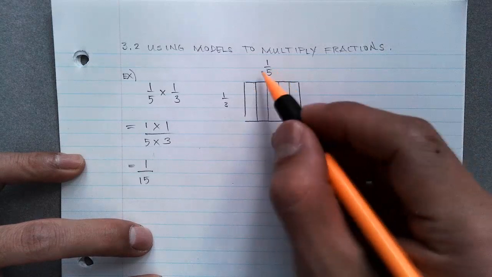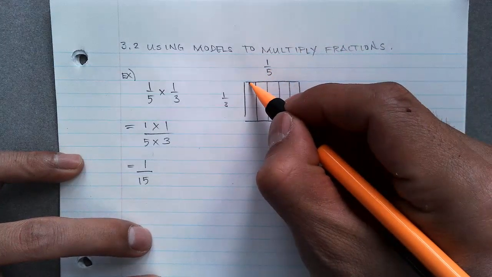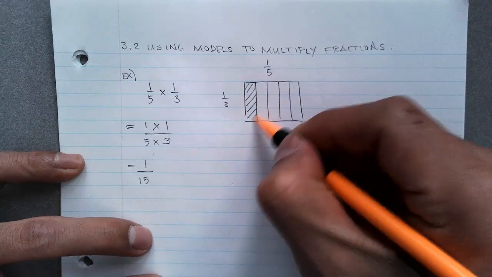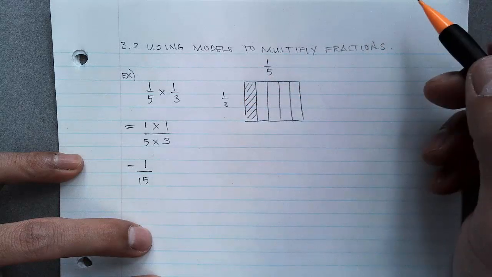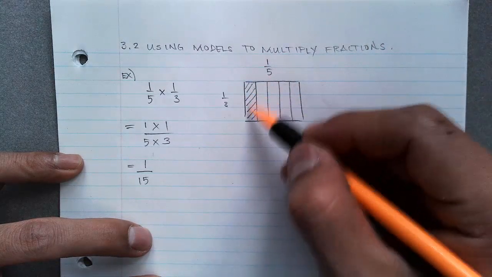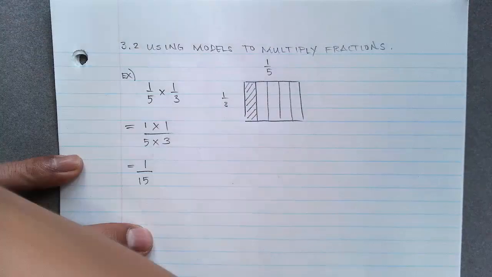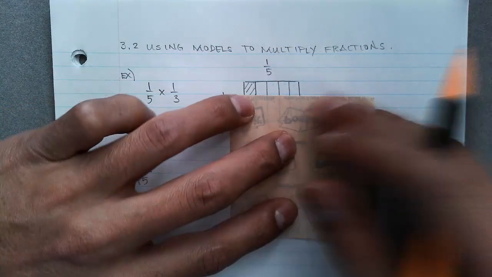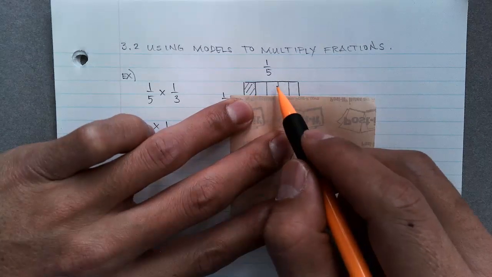So now how do you model 1/5? What I like to do is shade 1/5 in one direction. Notice it's slanting in this direction. So this is my 1/5. You could even cover this if you like, and it shows that 1 of the 5 pieces has been shaded.